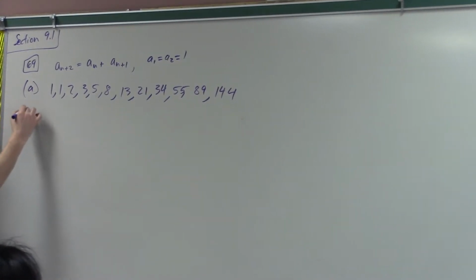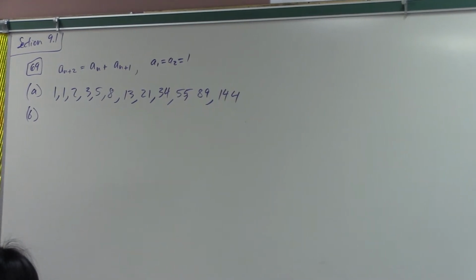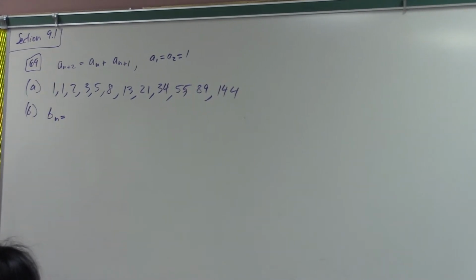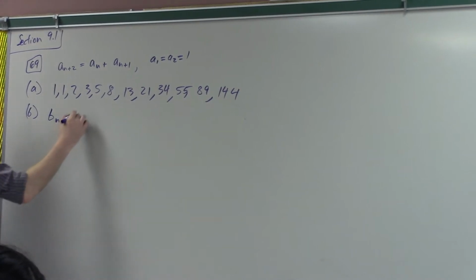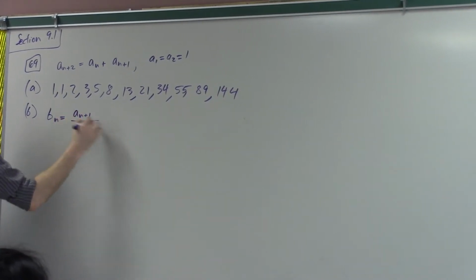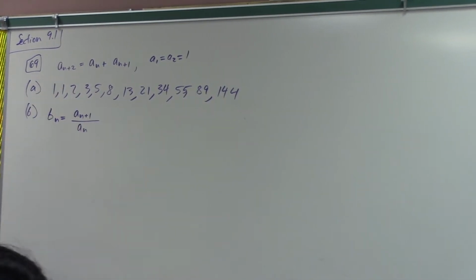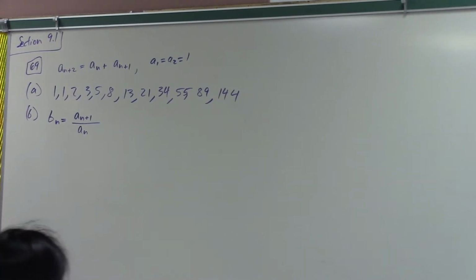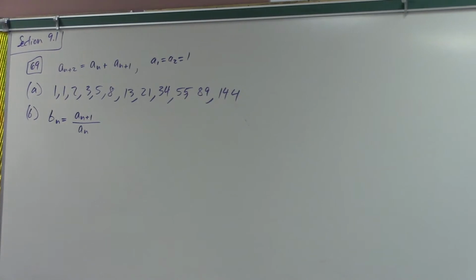Then part B says, hey, here's a new sequence. The new sequence is defined as follows. The sequence is called B. The nth term of the B sequence is the reciprocal of an element of the Fibonacci sequence and the previous elements. Okay, that's fine. Then it says, all right, write out the first 12 terms of the sequence.